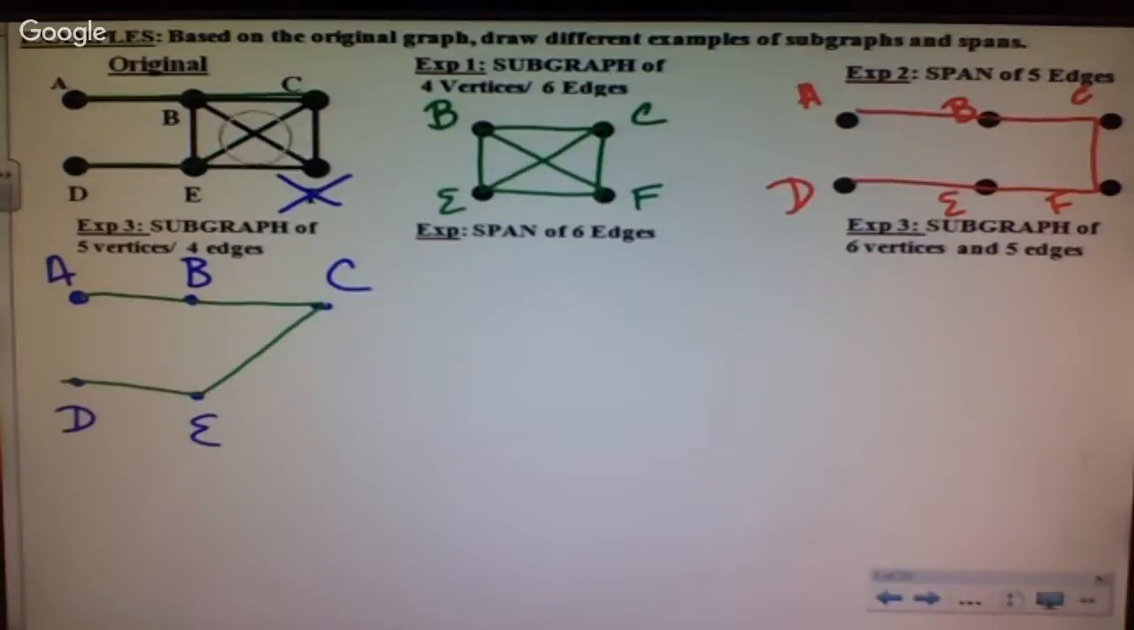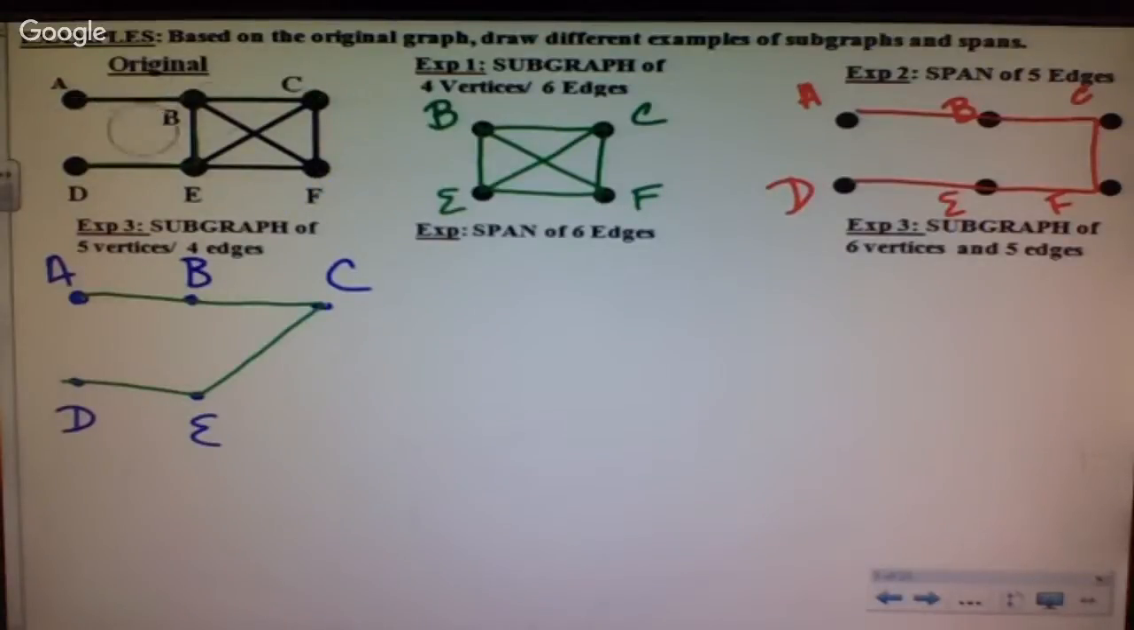I do know, however, that instead of using C to E, you could have used this and done B to E instead of C to E. That would have been okay. Okay? So, there's more than one way to do this.